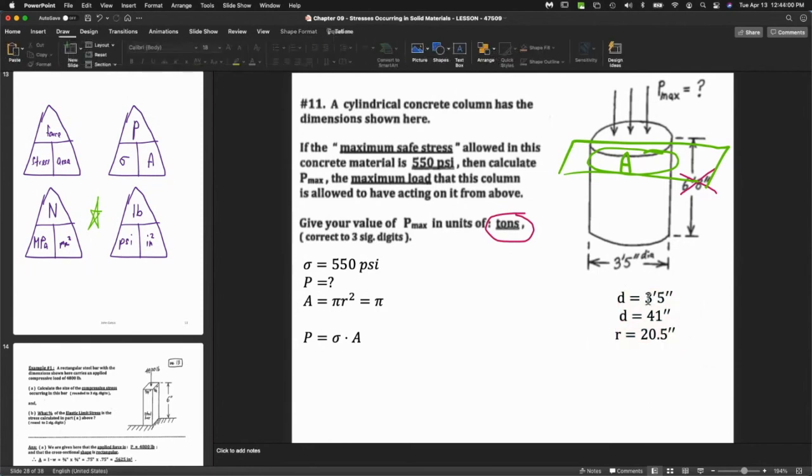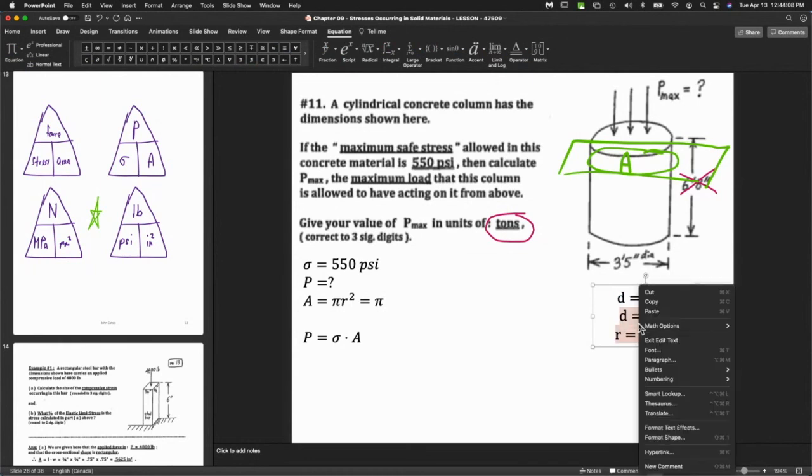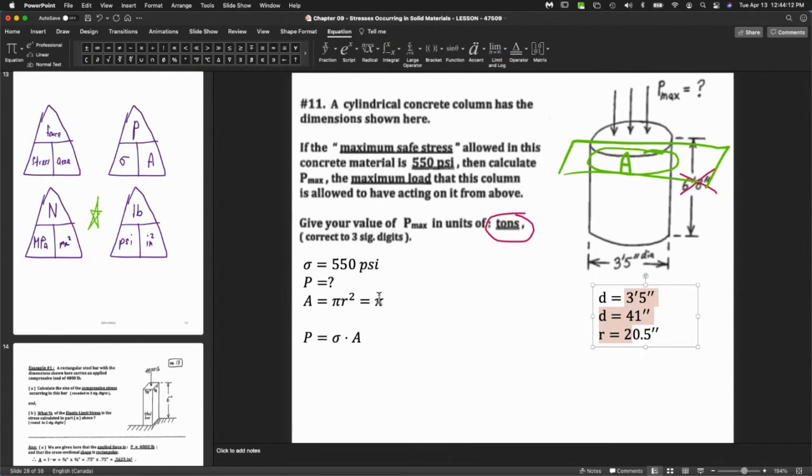Someone confirm those numbers. Thank you, Jifeng. So I converted that to a radius because we want to use this version of the area of a circle formula. So go back here now, and that's pi times 20.5 squared.